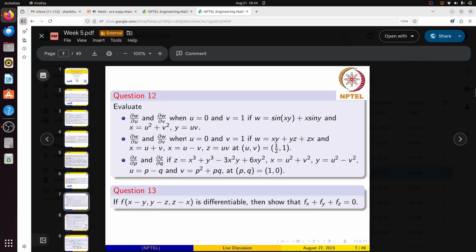So one way is that you put the values and then determine, the other one is you can apply chain rule, and in both cases you will get the same answer. So these are just simply applications of chain rule.